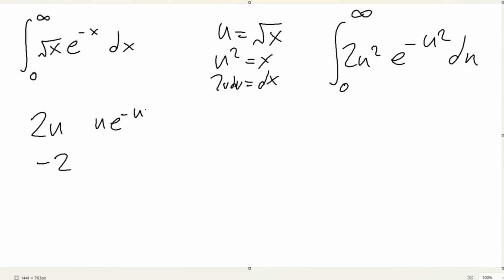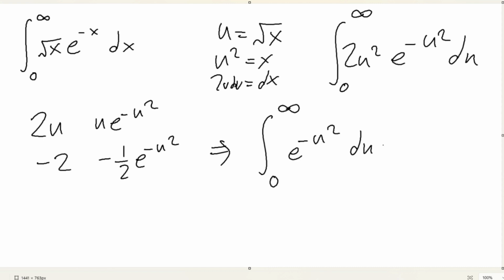This would be like a negative half of e to the negative u squared. This will cancel out. We know this is going to become 0 because we've done it before. This just becomes the integral from 0 to infinity of e to the negative u squared du. We know what this answer is, square root of pi over 2.